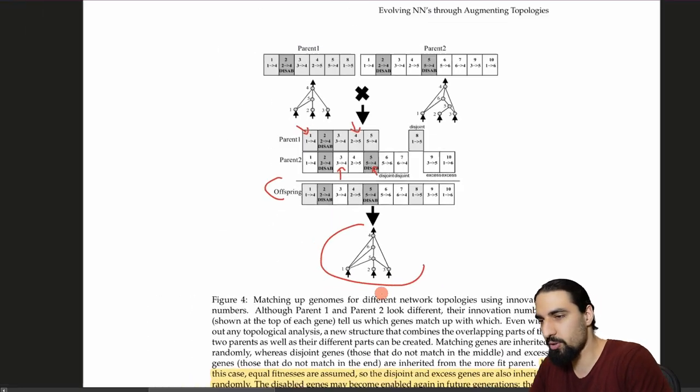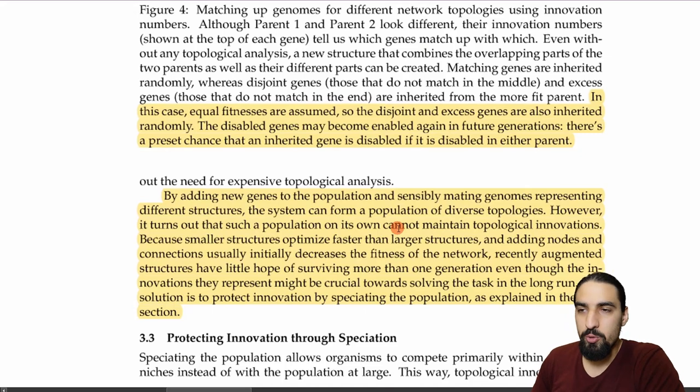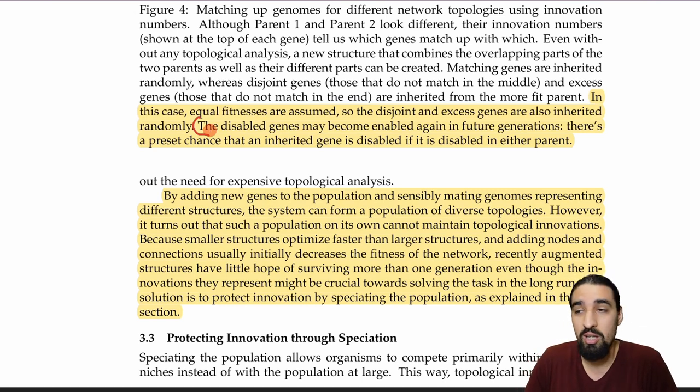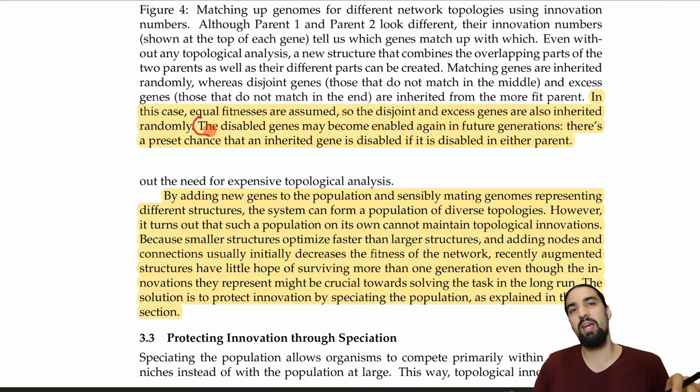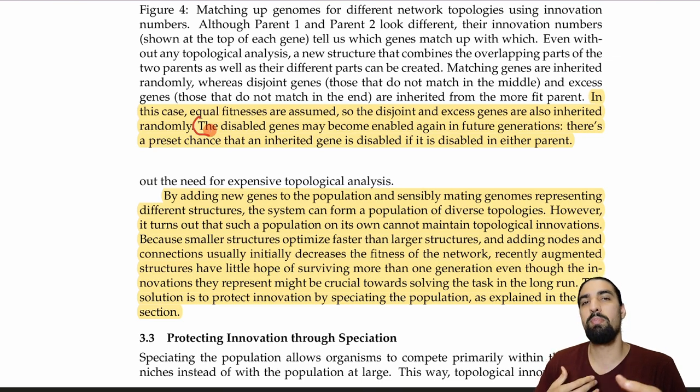Okay, so that's cool. Now we can slowly start to build up the whole picture. Let me first read a couple more sentences, and then I'm going to draw a diagram explaining the big picture. Okay, so again, reiterating, in this case equal fitnesses are assumed, so the disjoint and excess genes are also inherited randomly. The reason I highlighted this is to show that one of the cons of this approach is that it's super complicated compared to gradient-based methods such as SGD, where it's quite straightforward and there are not a lot of hyperparameters. Whereas here in NEAT, there are a lot of things you have to tune: the population size, how to speciate, how to set the thresholds. We'll see that in a second, but there are many more details to think about compared to gradient-based optimizations.